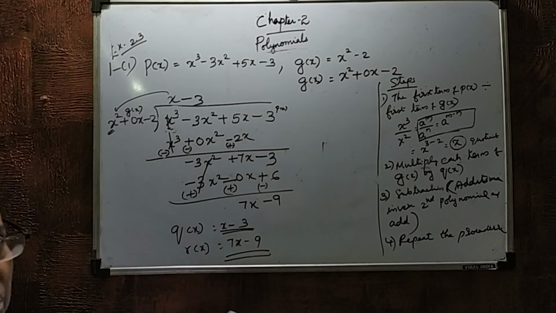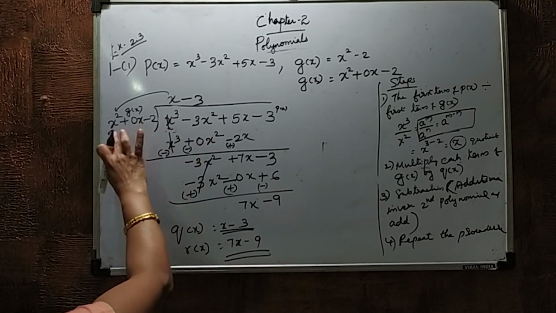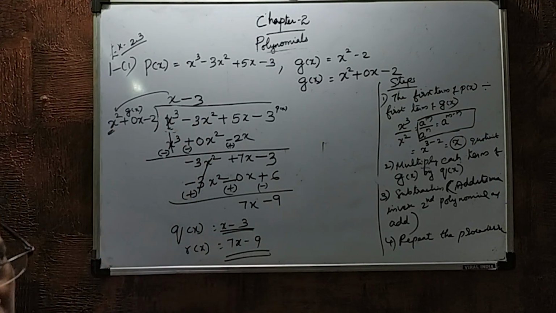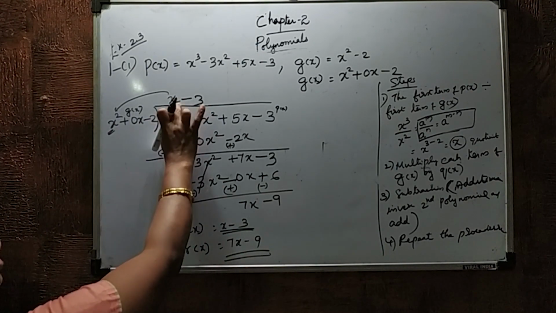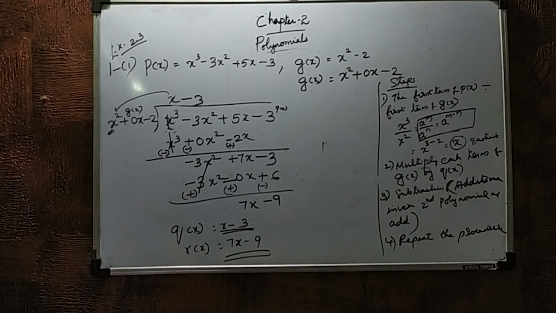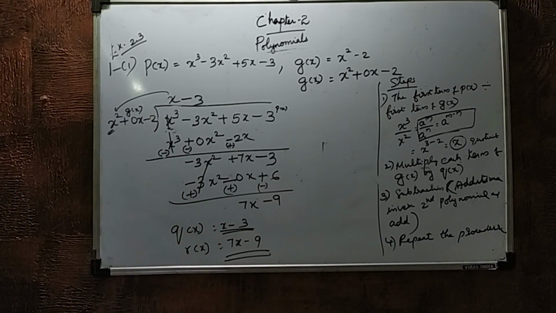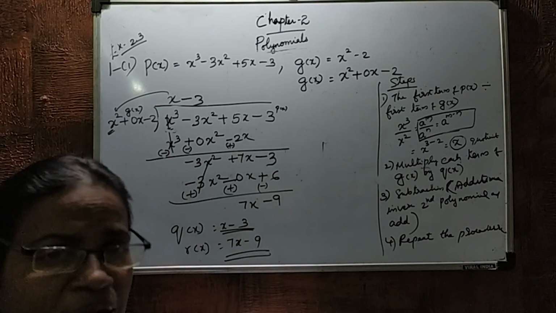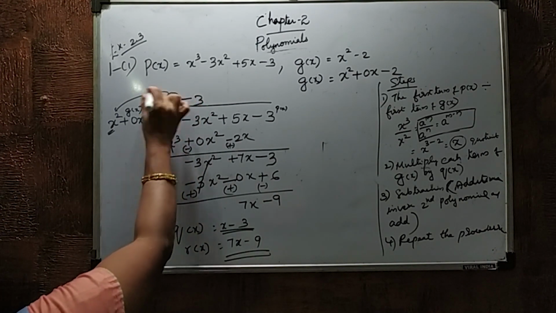What you have to do is, you already have studied in 9th standard. The procedure is: first term of the p of x, the dividend, divided by first term of the divisor. So x cubed divided by x square, you will get the answer x, since a raised to m divided by a raised to n is equal to a raised to m minus n. Then multiplication. So first division, then multiplication. Each one you have to multiply.